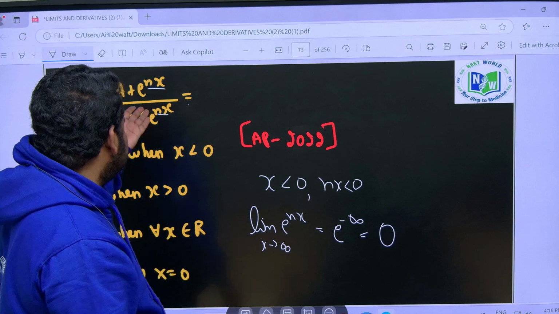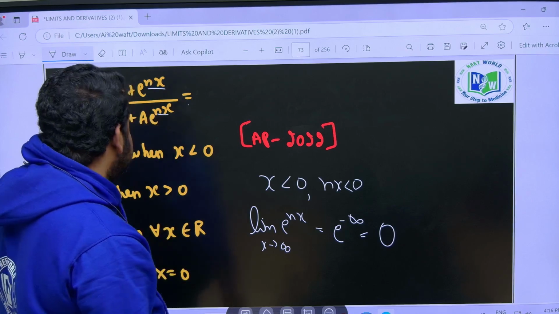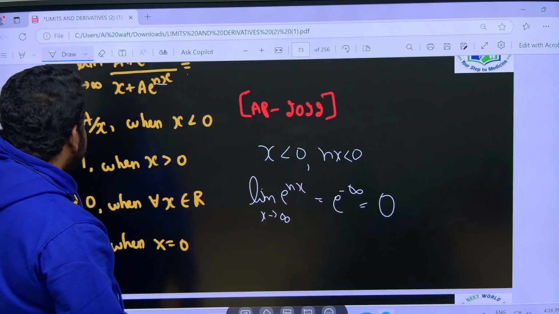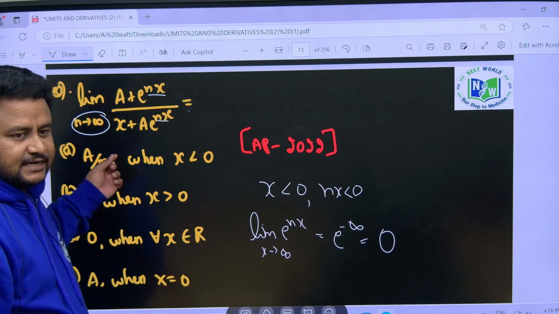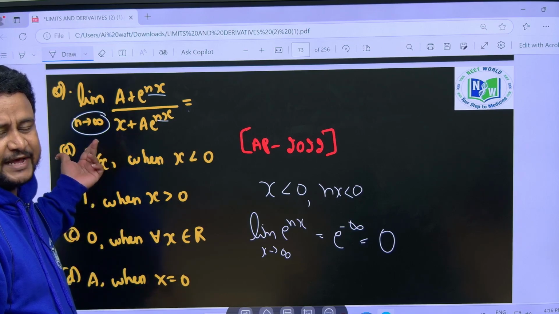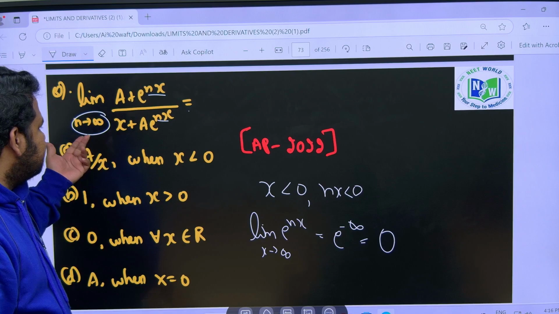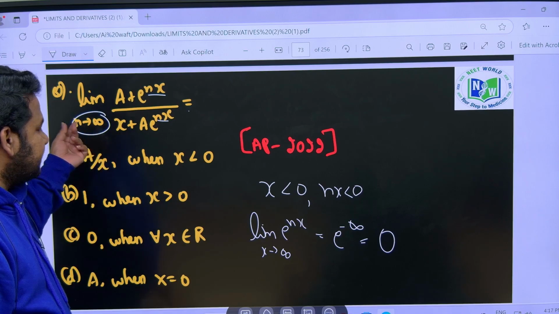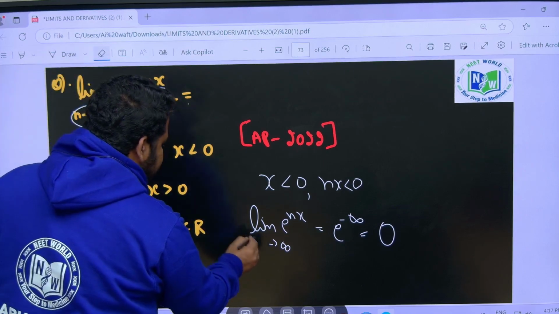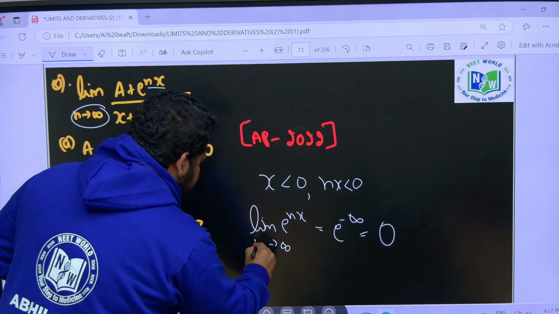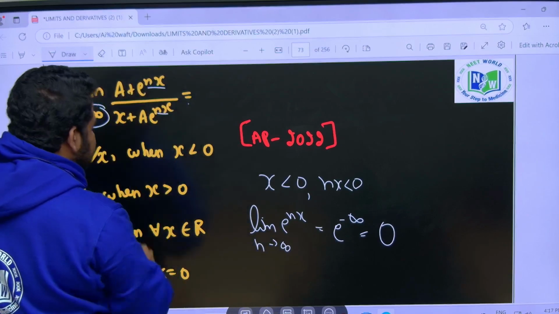Now if I put the values here, what will happen? See friends, you have to pay very keen attention here. They are telling n tends to infinity. They are not talking about x. They are talking about as n tends to infinity. What will happen to this limit? Here I should write n tends to infinity. Now this limit will become what?